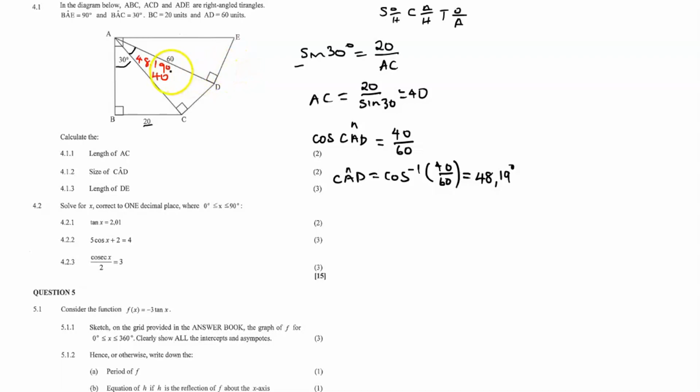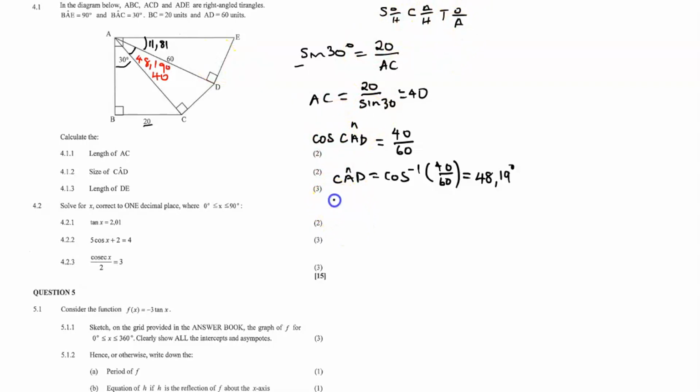So obviously you can now find this angle because they told you that this is 90. So this plus that equals 90. So this one is going to be 90 minus 30 minus 48,19. So 90 minus 30 minus 48,19 gives us 11,81. And then looking at this angle, you've got 60, which is the adjacent, and this one is the opposite.